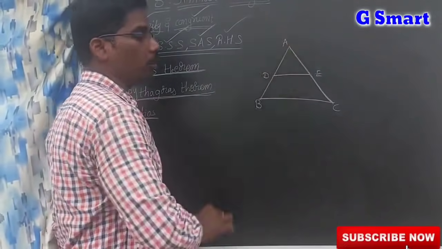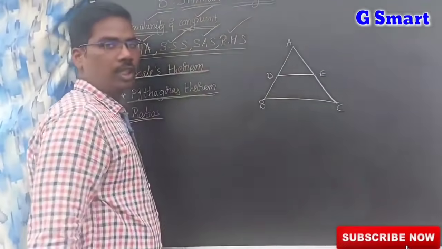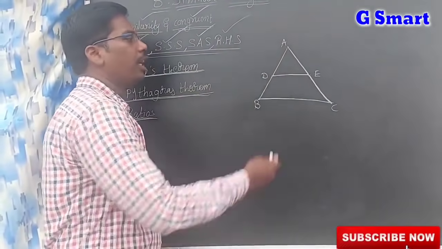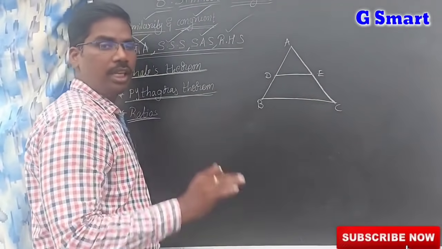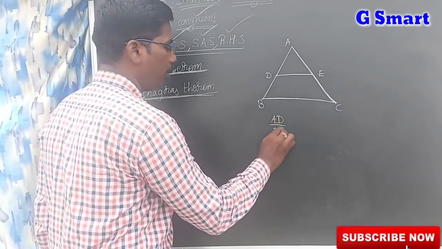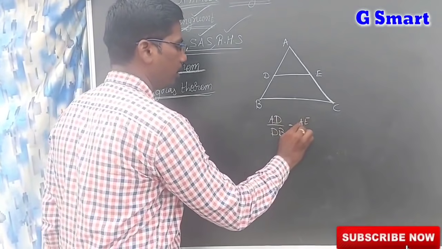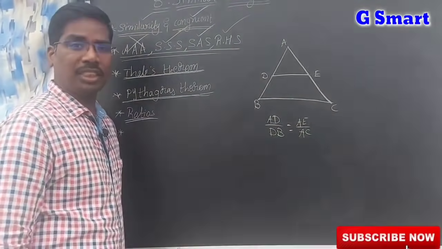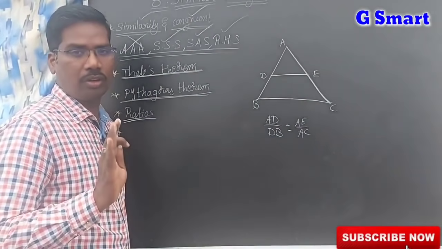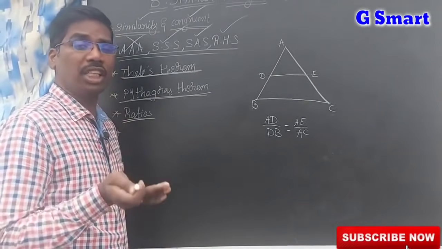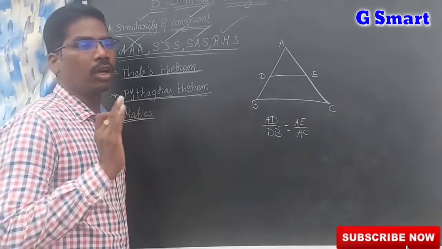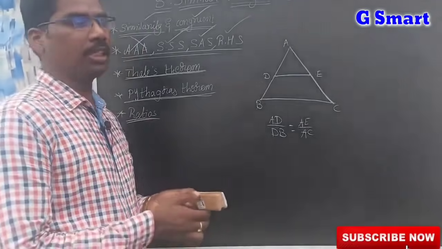Now the converse of the basic proportionality theorem. In a triangle, I am saying in a triangle, if a line divides two sides in the same ratio, that is AD by DB is equal to AE by EC, then it must be parallel to the third side. That is the converse of the basic proportionality theorem. In a triangle, a line which divides two sides in the same ratio is parallel to the third side. So remember this converse of the basic proportionality theorem.